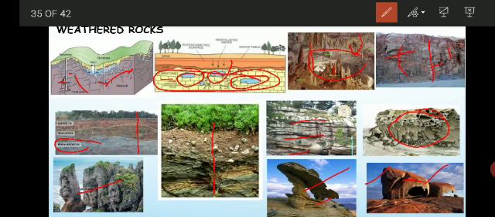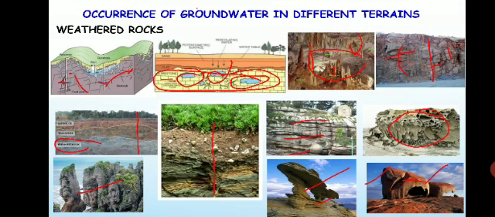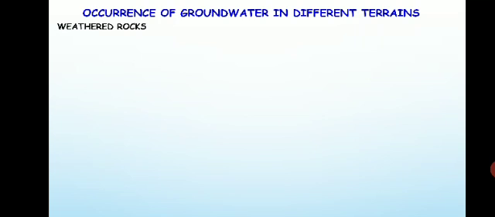This is the effect of coastal erosion, right? Wave actions and all. So this is how the weathered rock looks. I hope you have got a brief idea how weathered rocks look. Then we'll see what are the points to be discussed in weathered rocks.